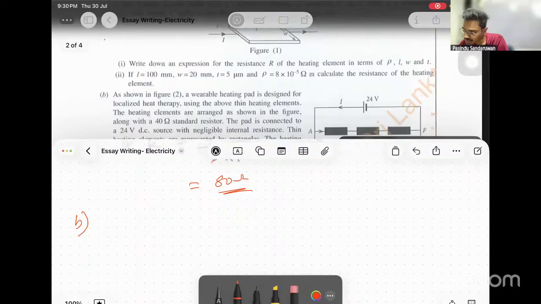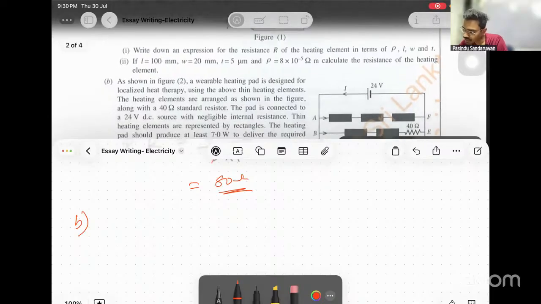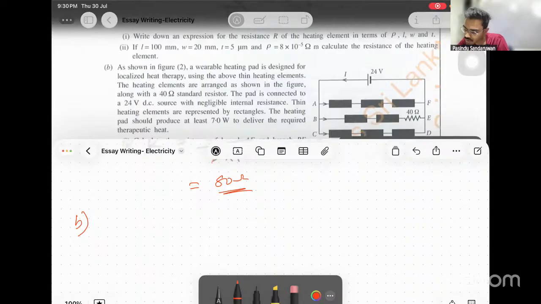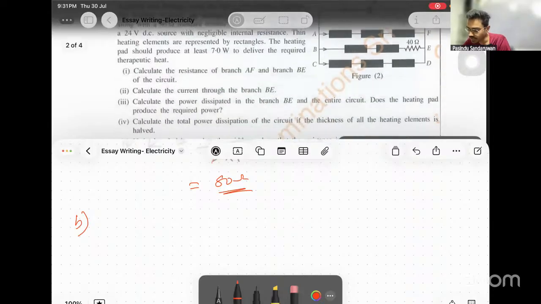Part B. As shown in figure 2, a wearable heating pad is designed for localized heat therapy. Using the above thin heating elements, the elements are arranged as shown in the figure, along with a 40 ohm standard resistor. The pad is connected to a 24 volt DC source with negligible internal resistance. Thin heating elements are represented by rectangles. The heating pad should produce at least 7 watts to deliver the required therapeutic heat.